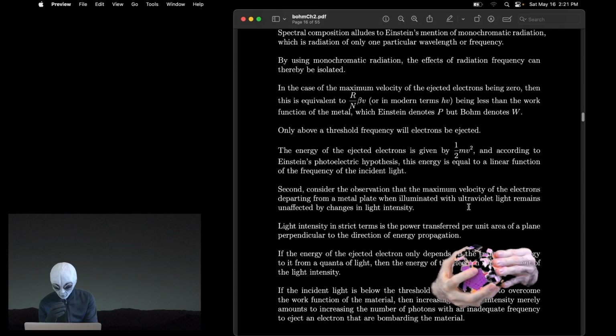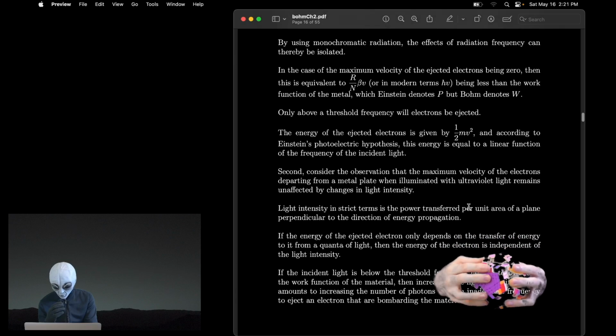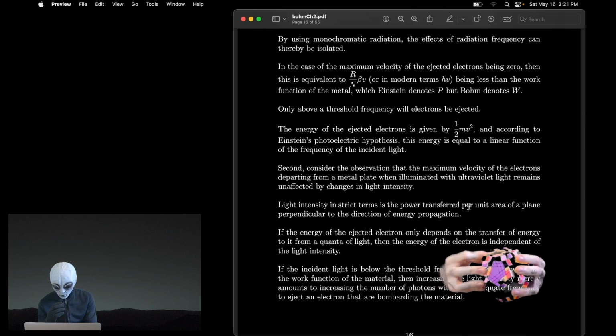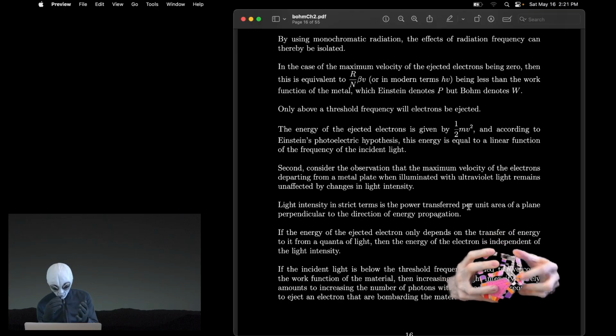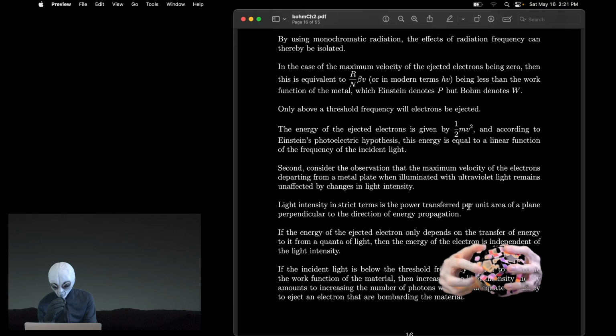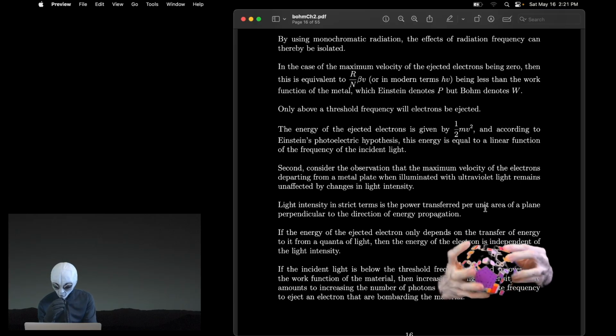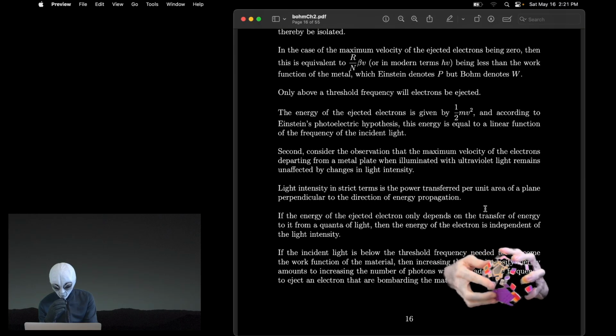In the case of the maximum velocity of the ejected electrons being zero, then this is equivalent to capital R over capital N times beta lowercase v, or in modern terms, Planck's constant h times lowercase v, being less than the work function of the metal, which Einstein denotes capital P but Bohm denotes capital W. Only above a threshold frequency will electrons be ejected.